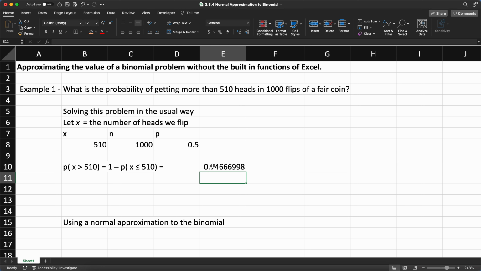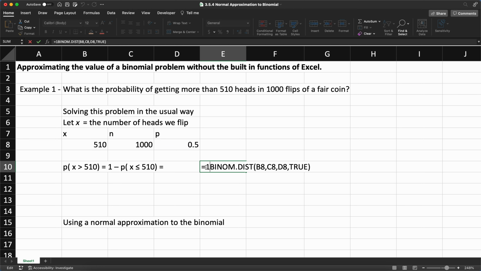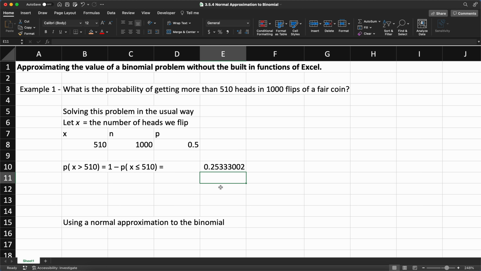And we have to do the 1 minus, and that gives us 0.2533. So what that means is there's a 25.33% chance that we're going to flip more than 510 heads out of 1,000 flips of a coin. So that's the way we normally do this using technology. And all the information is built into that binom.dist function. It just spits out the numbers at us.